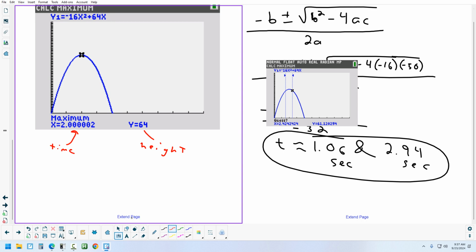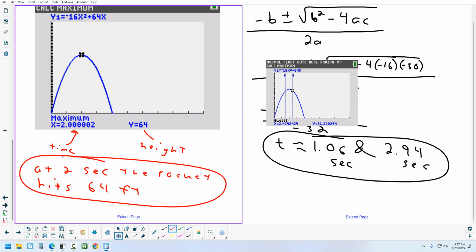So we're going to round that. So after 2 seconds, the rocket hits its highest point. Now, what's the height of the rocket at 2 seconds? 64. That's how you find how high the rocket goes.